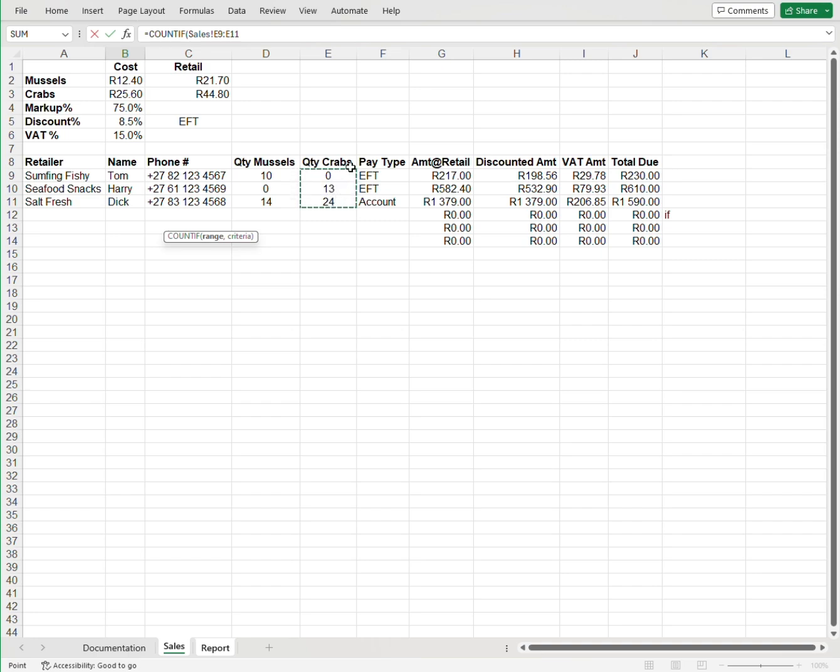So another thing which you should note is that a criteria will always be accompanied by the strings. You put the strings here. So your condition, your criteria should always be inside the strings like this. So it's going to be greater than 0.